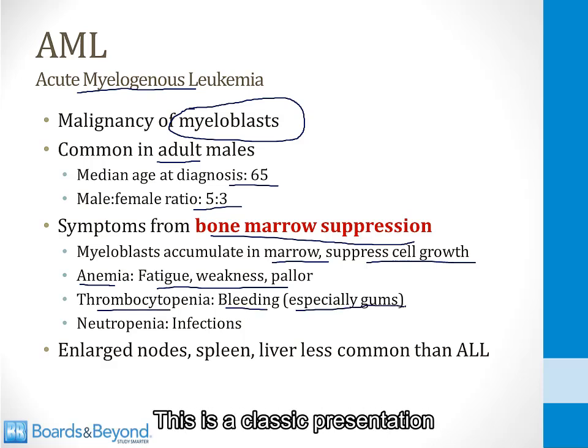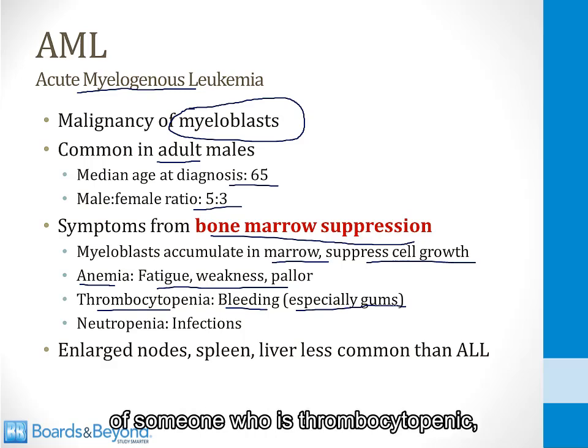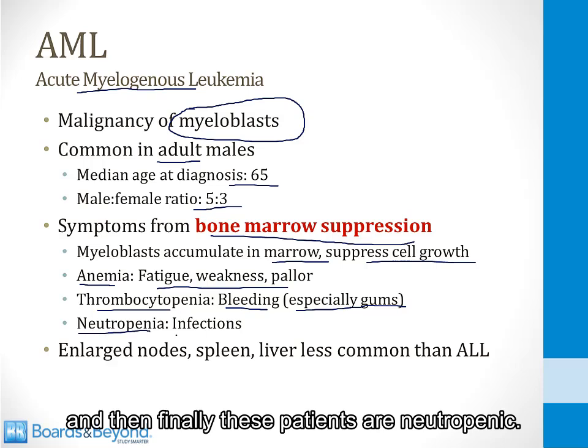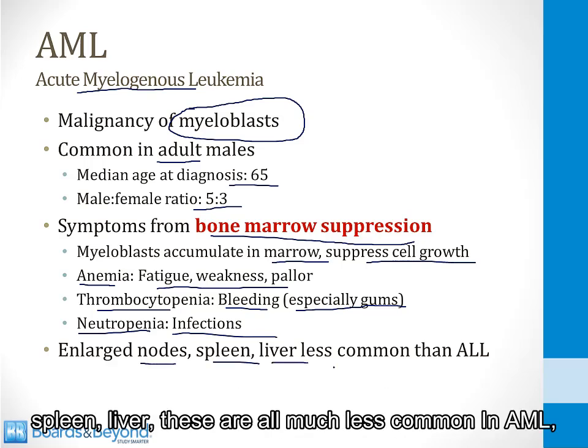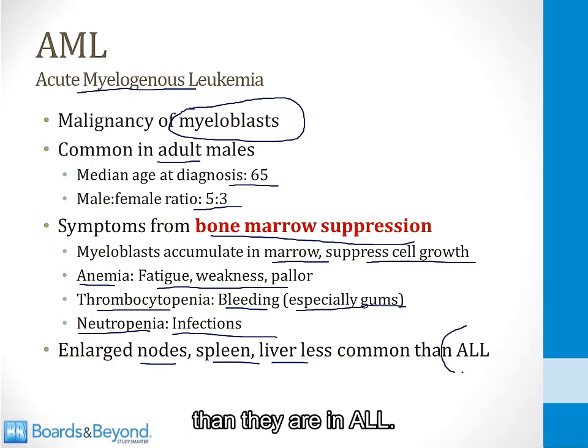This is a classic presentation of someone who is thrombocytopenic. And then finally, these patients are neutropenic, so they often develop infections. The symptoms of enlarged organs, like enlarged lymph nodes, spleen, liver, these are all much less common in AML than they are in ALL.